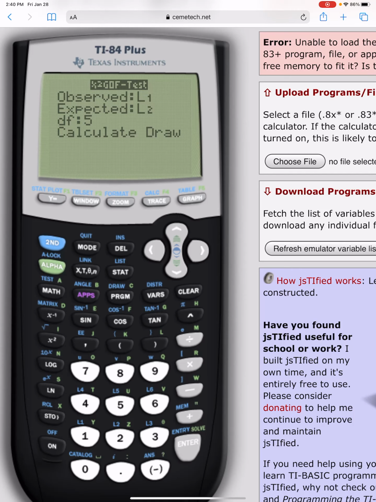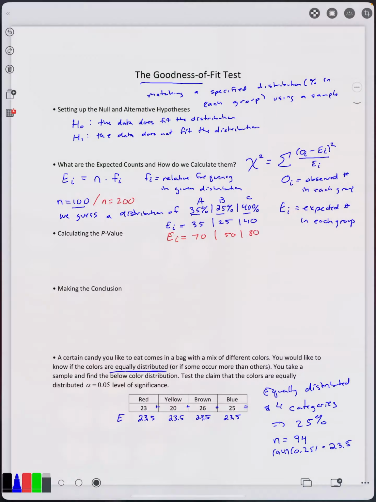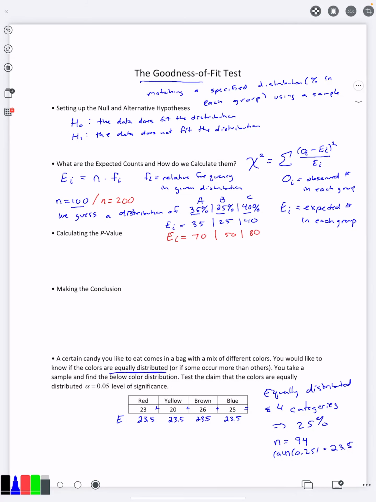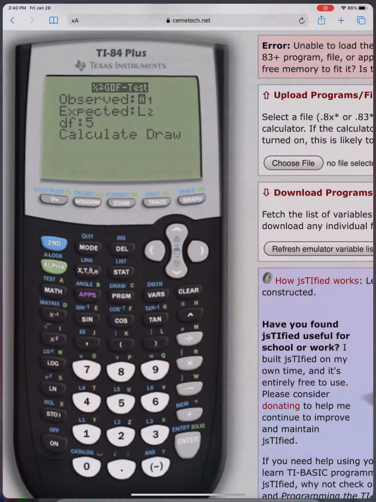So let's go back over to our data here and make sure we have that copied down. So we have the observed and the expected here, 23, 20, 26, 25, and then for the expected, 23.5 and all.